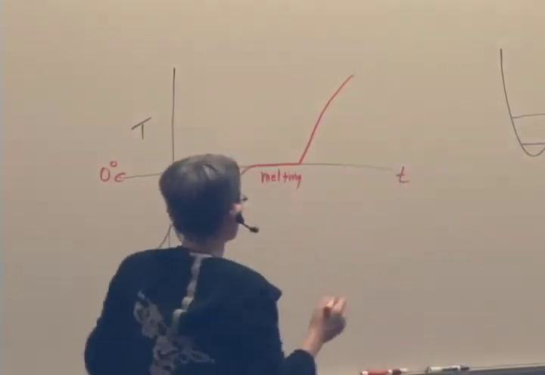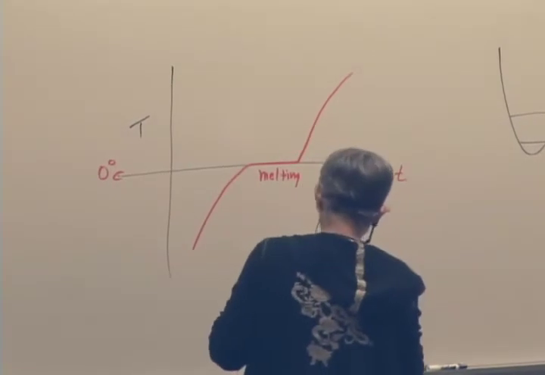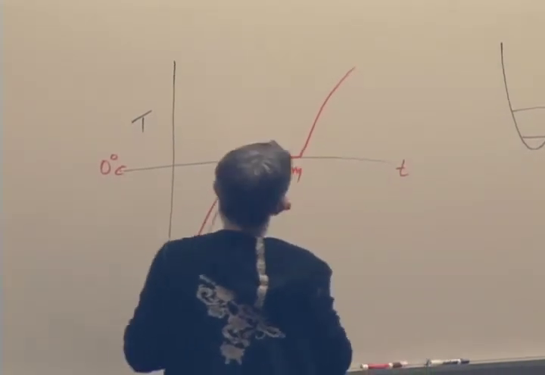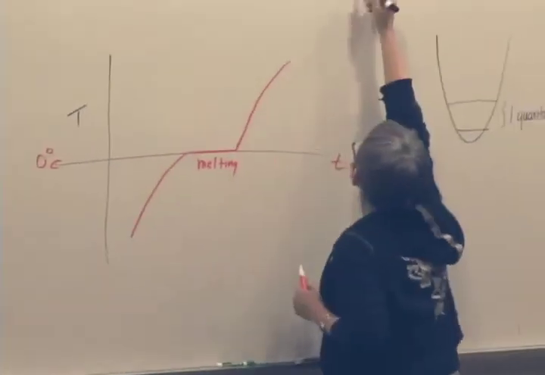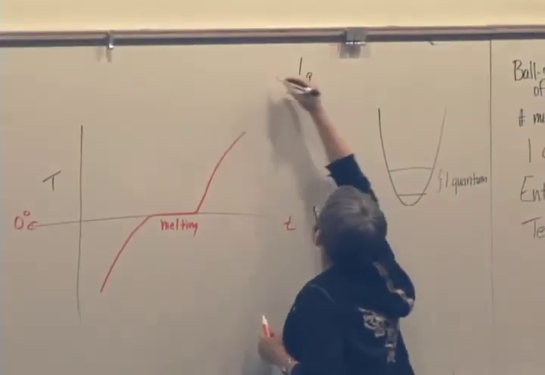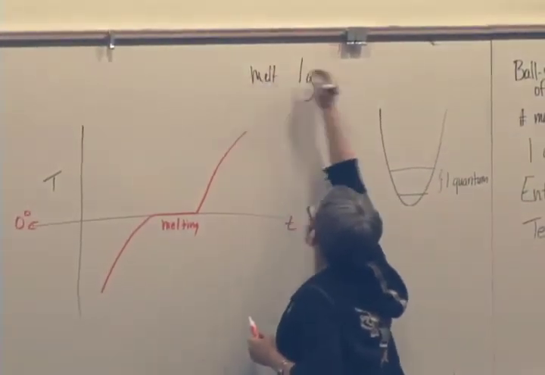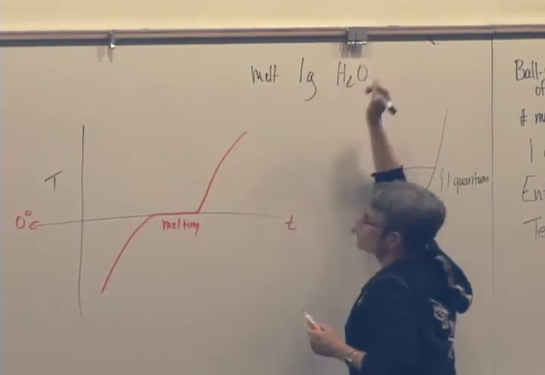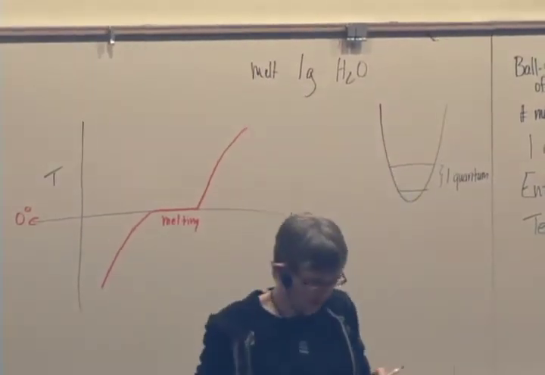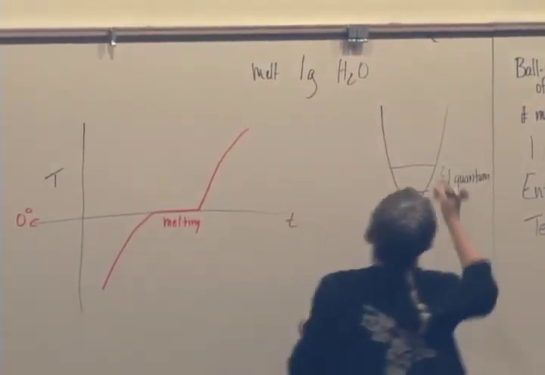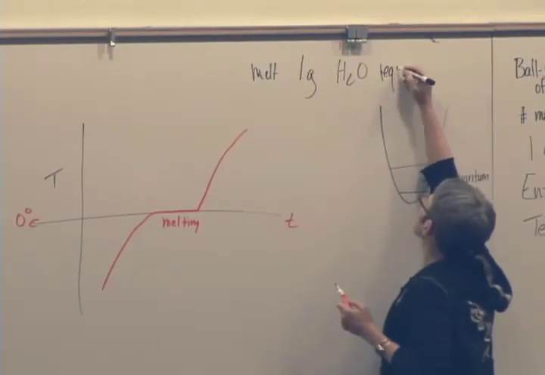And it turns out that for water, to melt 1 gram of water requires about 335 joules of energy input.